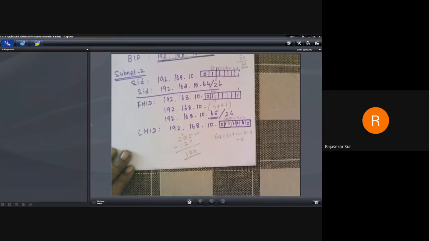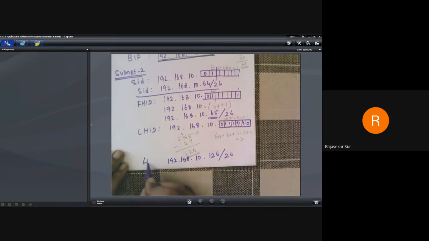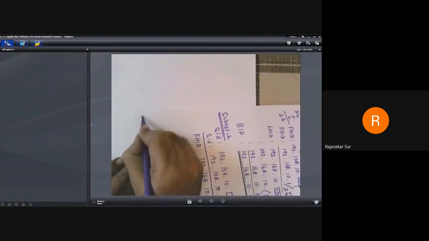So the last host is 192.168.10.126/26. This is going to be the last host ID. So what is the broadcast IP address? I'll write the broadcast IP address here so that I can start the new one.